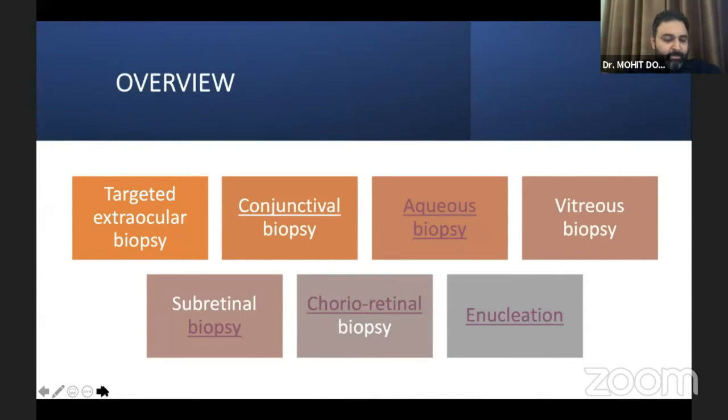The biopsy could be targeted extraocular, which is systemic. It could be local extraocular, which could be conjunctival. It could be aqueous or AC tap, vitreous biopsy, subretinal biopsy, chorioretinal, or it could be enucleation. And I'm not talking about your retinoblastomas and melanomas. If time permits, we might come to that. So we can click and go to some of these, but let's see what time we have.